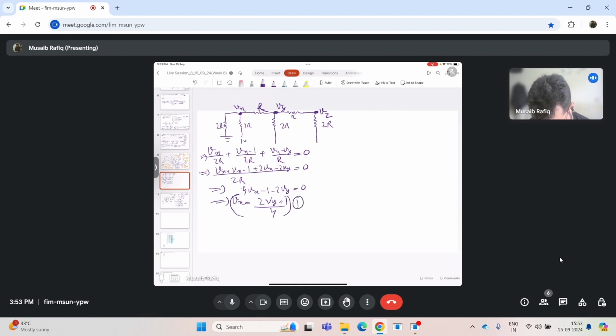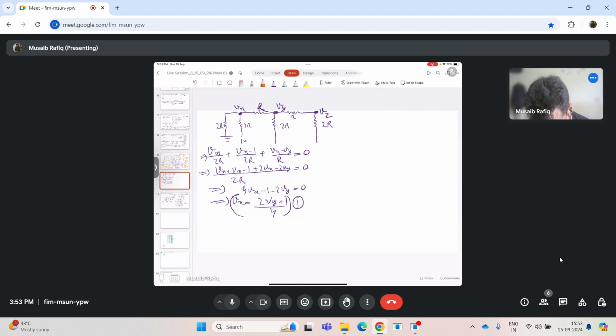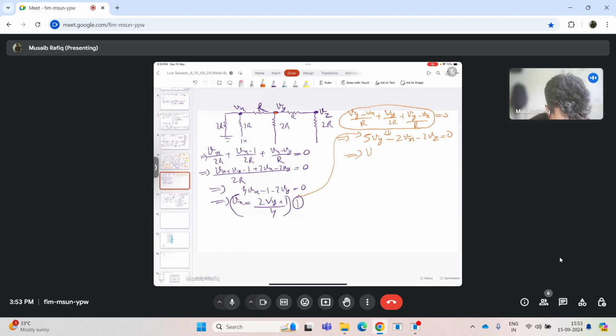Now writing equations here at Vy. So it is Vy minus Vx by R plus Vy by 2R plus Vy minus Vz by R equal to 0. If you solve this, you get the final equation as 5Vy minus 2Vx minus 2Vz equal to 0. And if you plug the value of Vx here, you ultimately get Vy equal to (1 plus 4Vz) by 8. Let's call this equation 2.